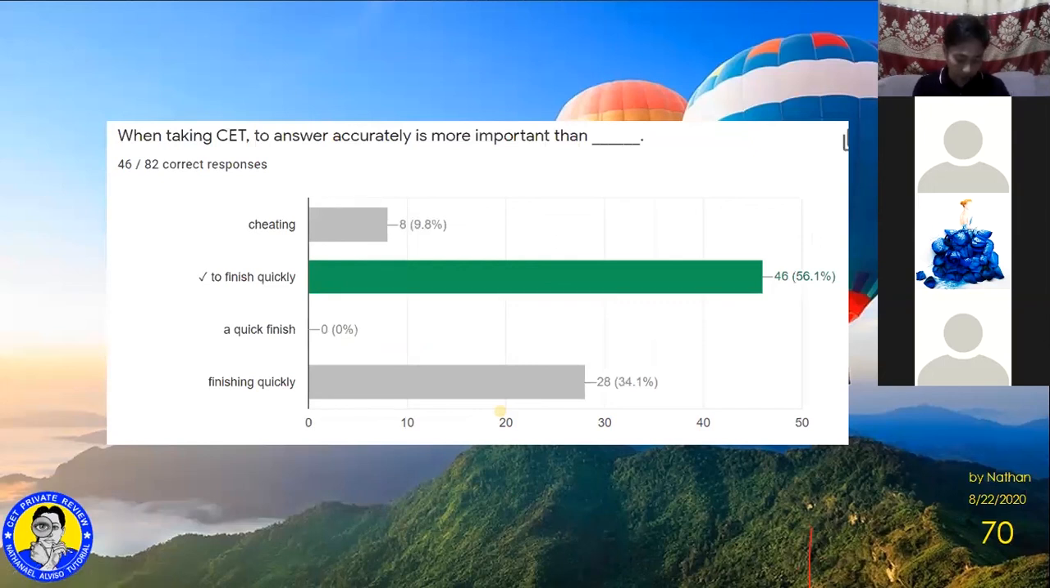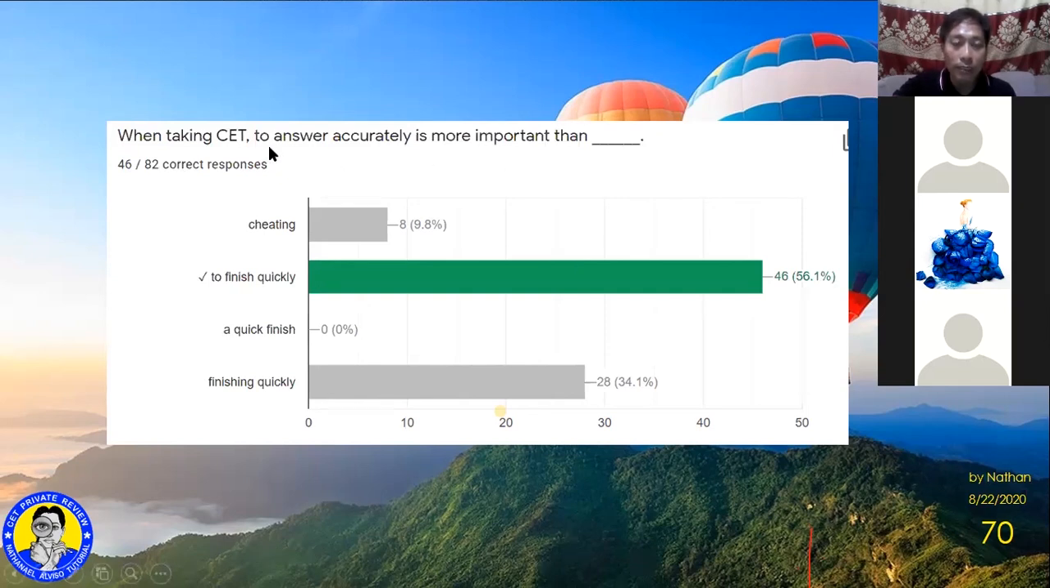Okay, "When taking CET, to answer accurately is more important than cheating, to finish quickly, a quick finish, finishing quickly." Here we must use parallel construction, okay?